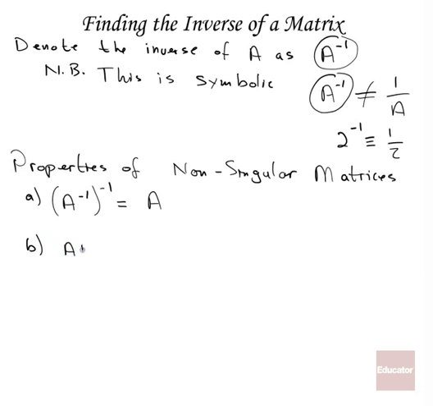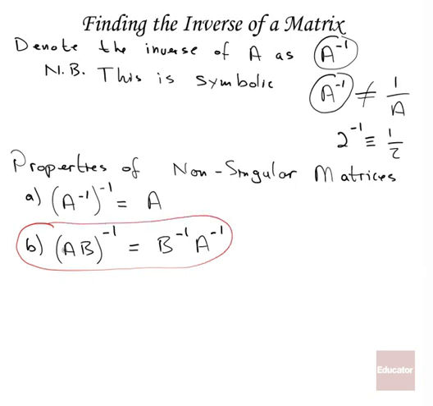B, if I take 2 matrices, A and B, and multiply them, and then take the inverse, I can get the same thing if I take the inverse of B first, multiply by the inverse of A. And notice the order here. This is very, very important. Just like with a transpose. When we did (A times B) transpose, that's equal to B transpose times A transpose.